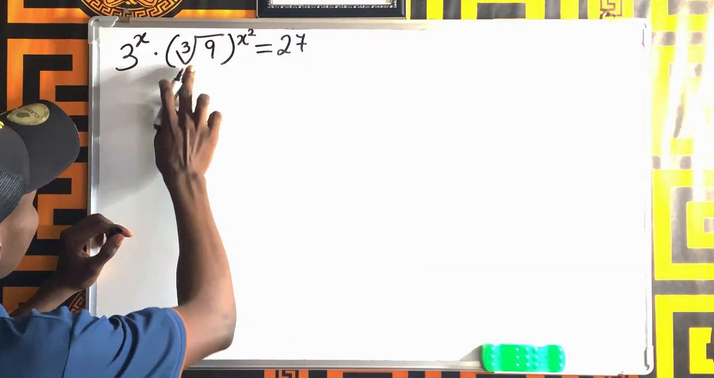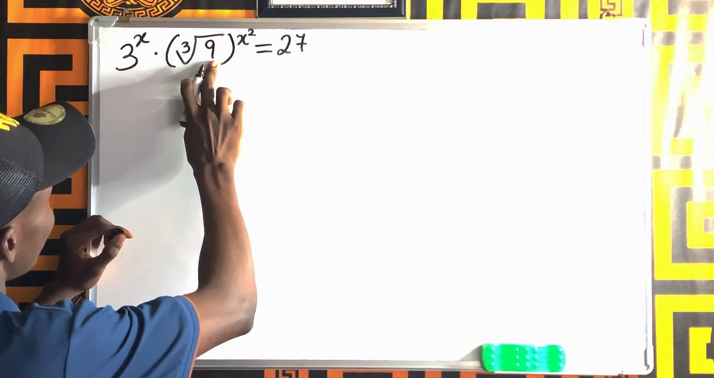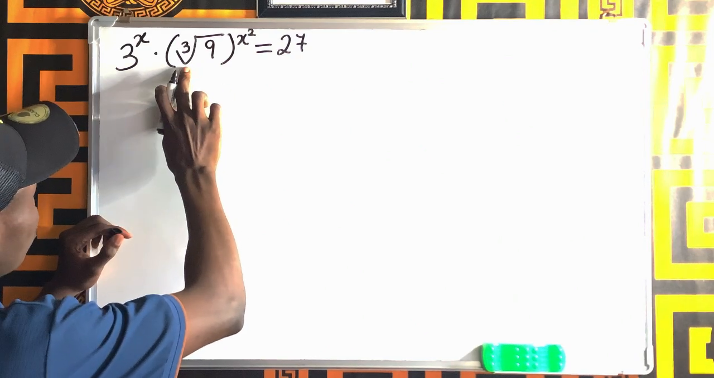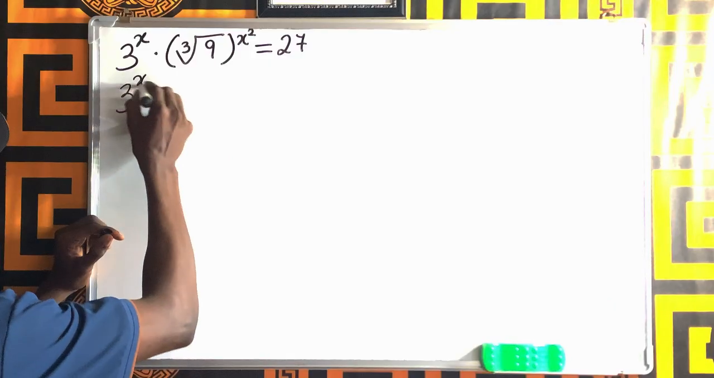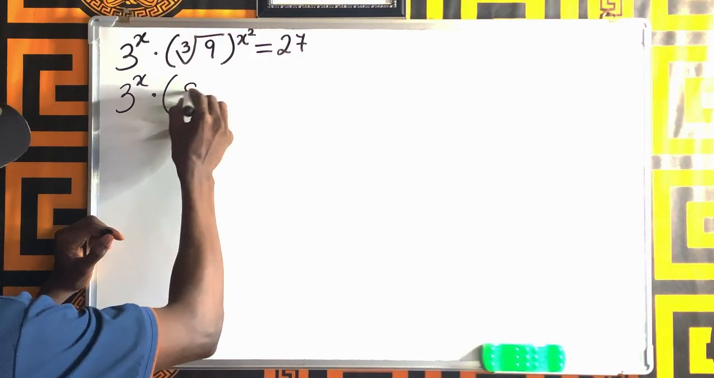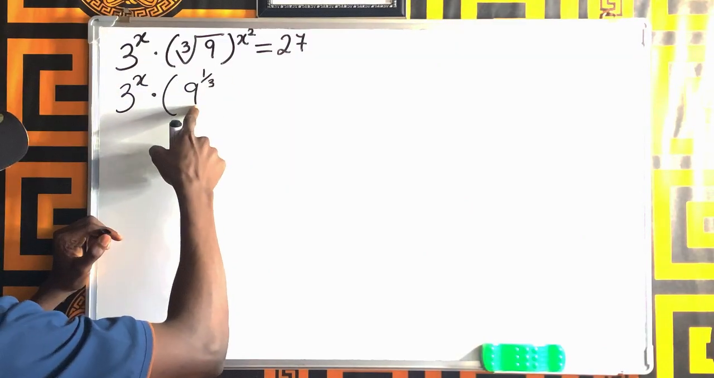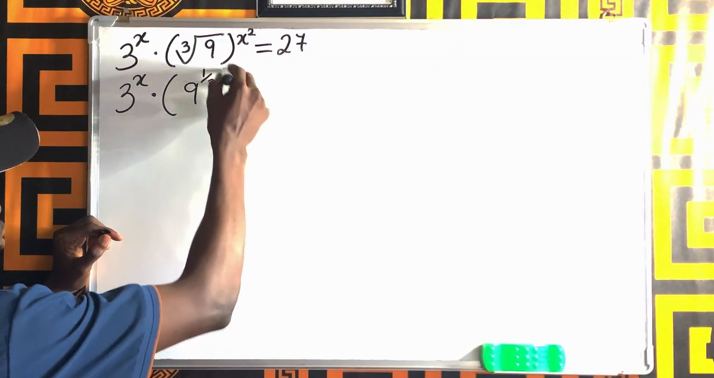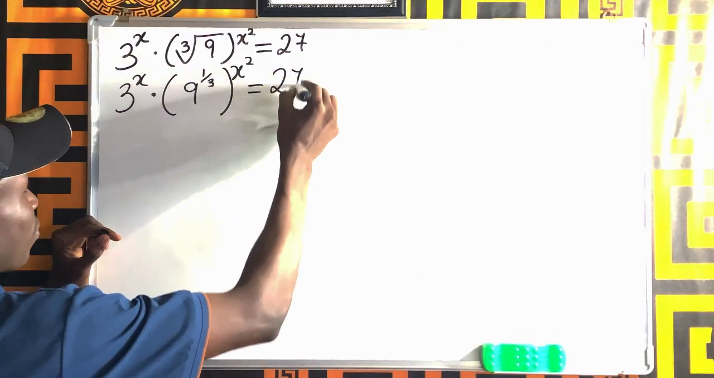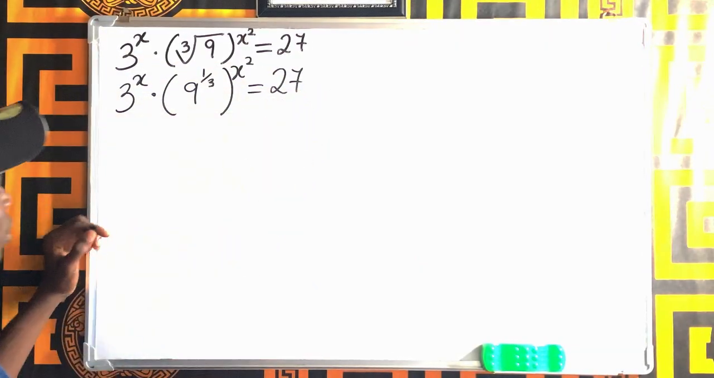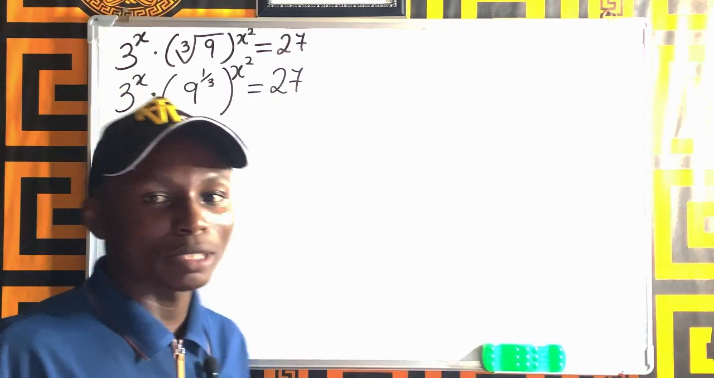What you are going to do is to simplify the cube root of 9. Take note that the cube root of 9 can also be seen as 9 raised to the power of 1 divided by 3. So this is 3 raised to x multiplied by 9 raised to 1 divided by 3, all to the power of x squared, is equal to 27.